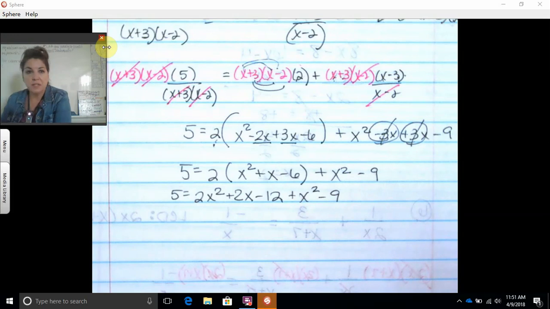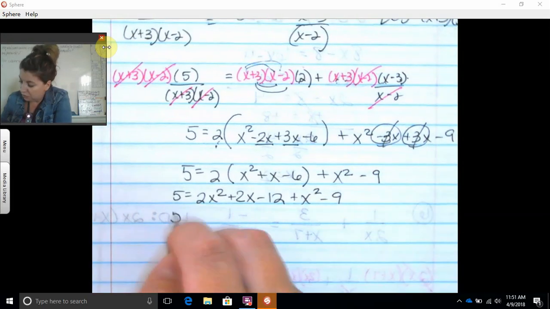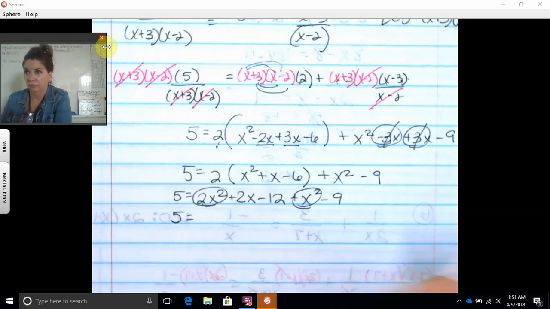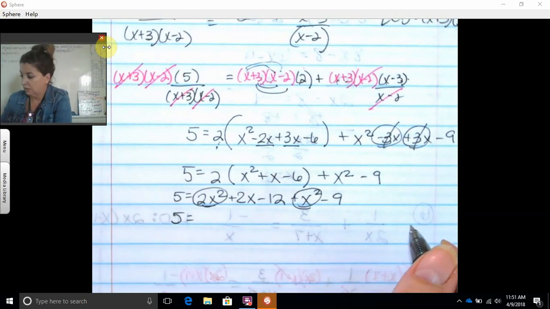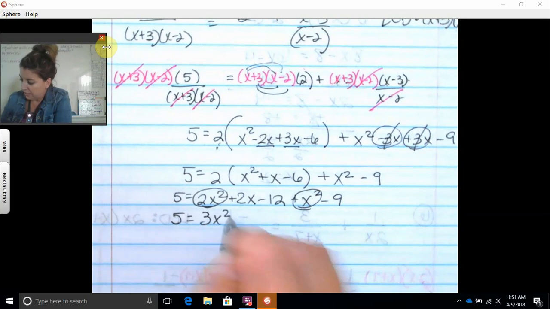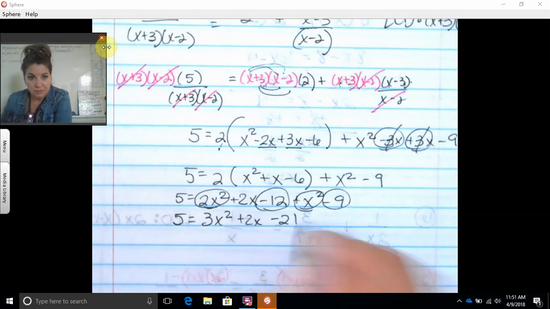On the right side, I do have some like terms. I'm going to combine those. So 5 equals 2x squared plus x squared, 3x squared plus 2x, and then minus 12 minus 9 is minus 21.